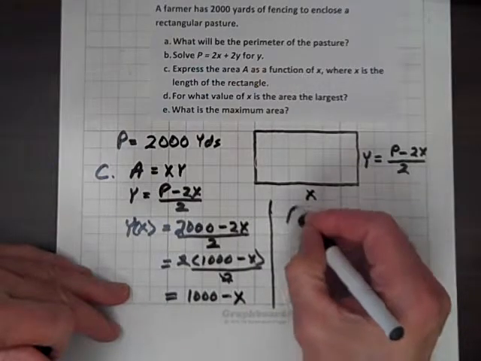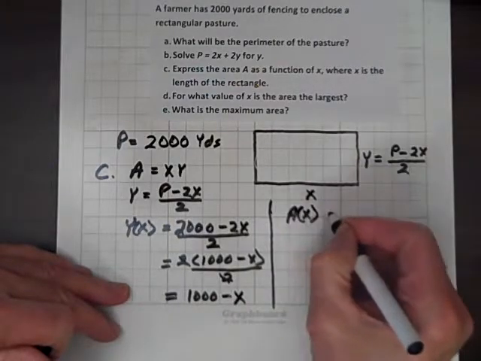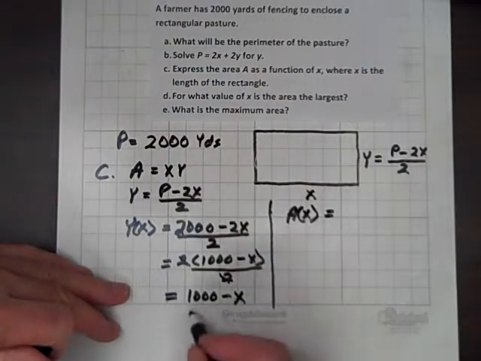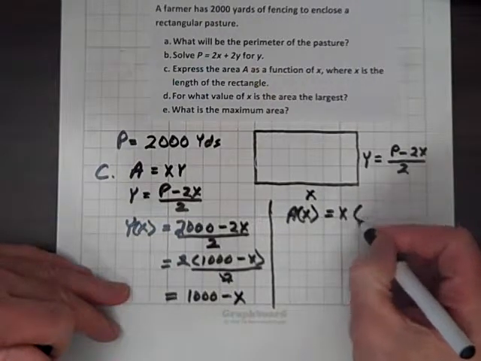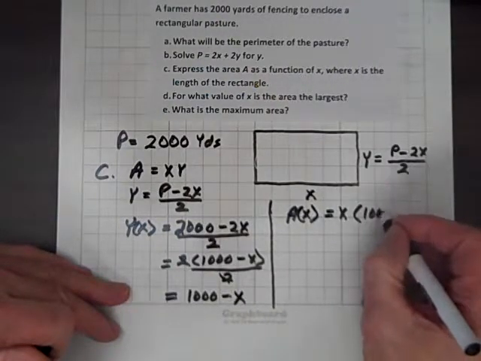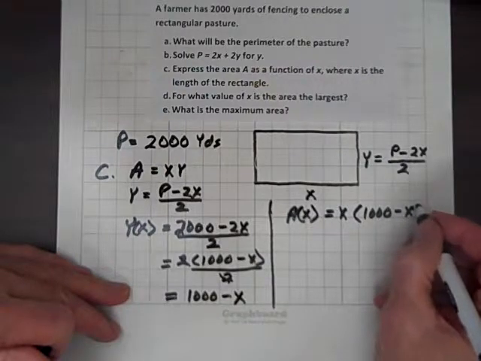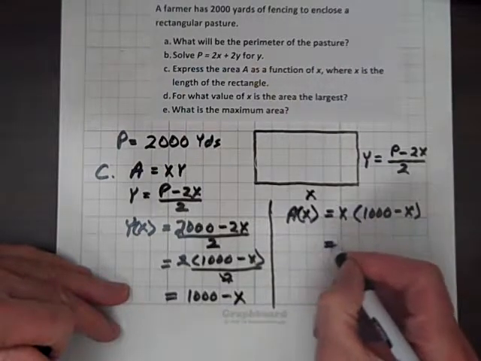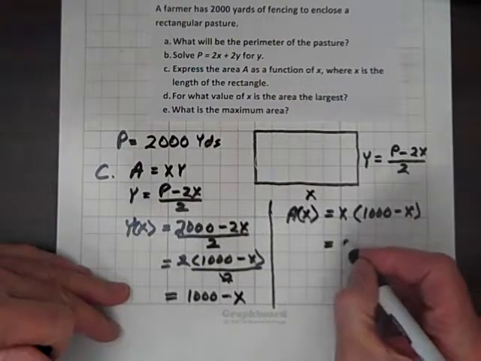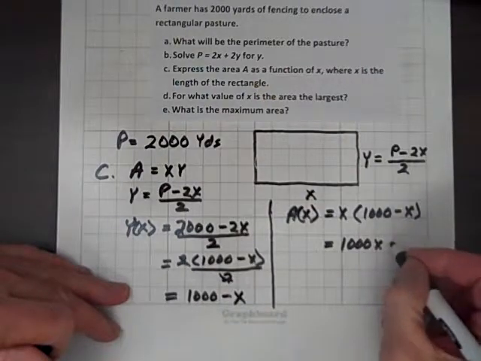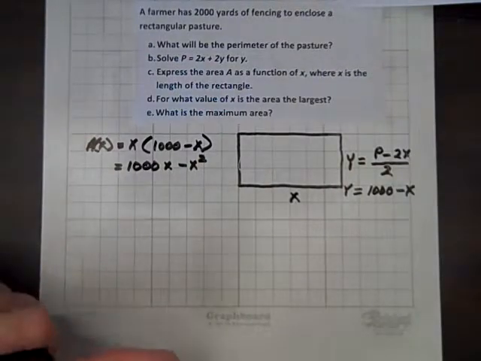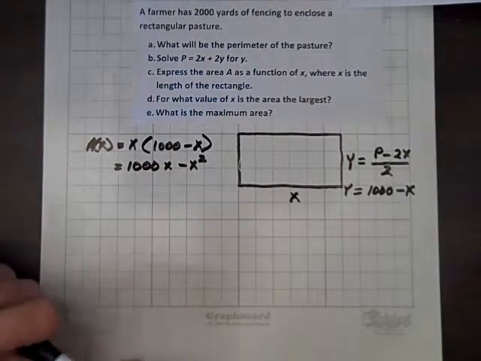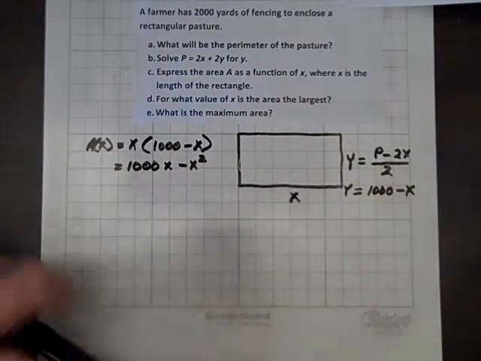Now we can write the area as a function of x, because we can replace y with 1,000 minus x, and we have x times y, which is 1,000 minus x. And I'm going to write this two ways. I'm going to write it in factored form, and if we multiply through by x, we'll have 1,000x minus x squared.